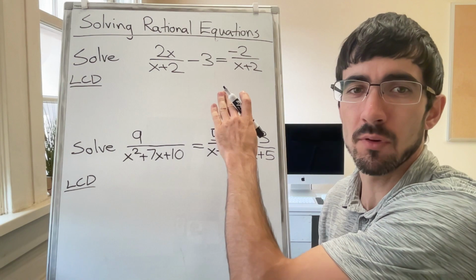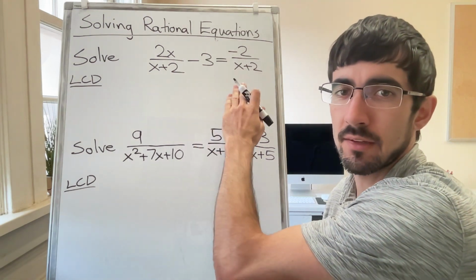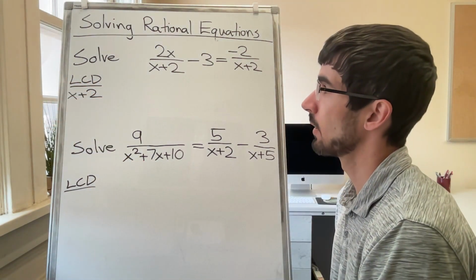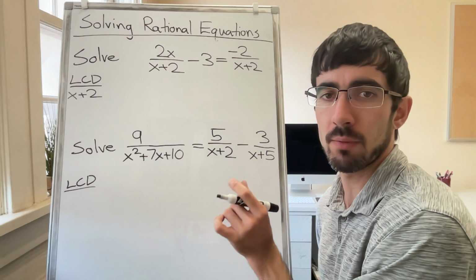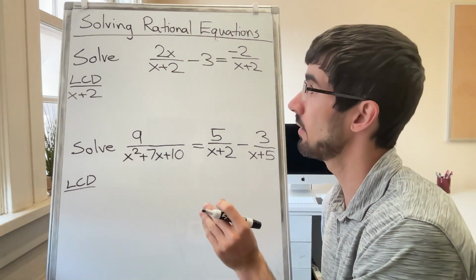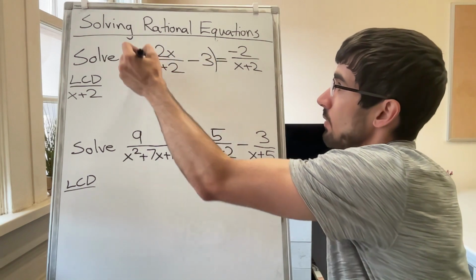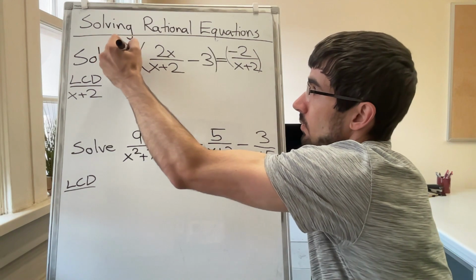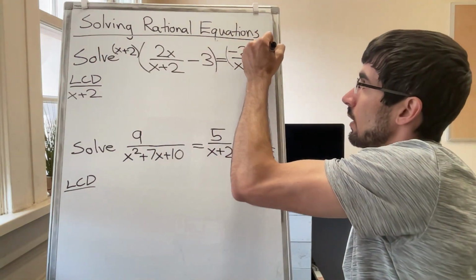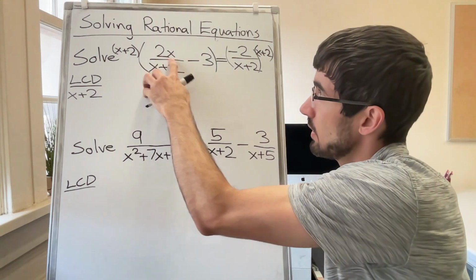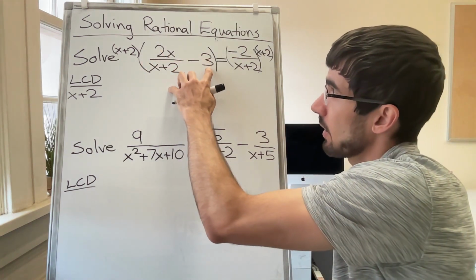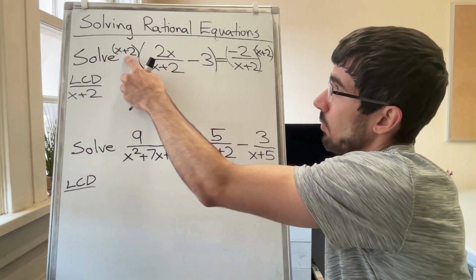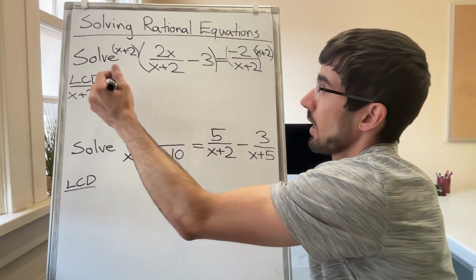For my first example, the denominators of the fractions are exactly the same, x plus 2. So that is the least common denominator. Now we keep equations balanced by performing the same operation on both sides. So we're going to multiply both sides of this equation, the left side and the right side, by the LCD, which is x plus 2. What this means is each of these terms is going to be multiplied by x plus 2, as this distributes to everything inside parentheses. And it's going to multiply into the numerator of these little fractions.